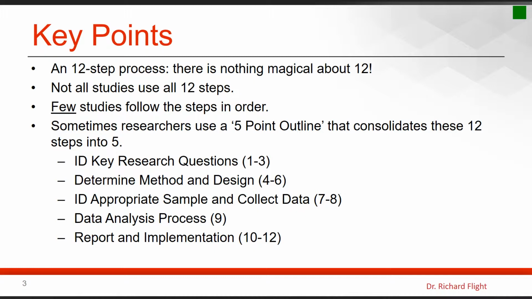So if I were to lay this out in a 5-step program, I do identifying key research questions as a major function that you do, determining the method and design of the process, identifying appropriate samples and collecting the data, the analysis process, and then reporting and implementing. So again, if you were to take the 12 steps and wanted to consolidate them, it would be perfectly fine to do so into a more manageable set of processes, maybe 5 as are indicated here.